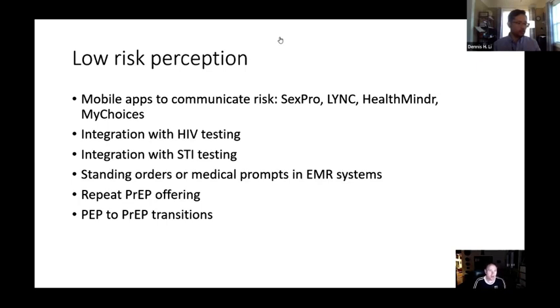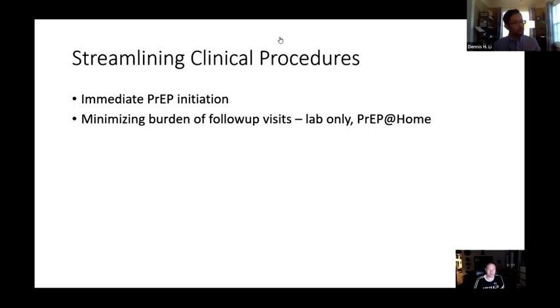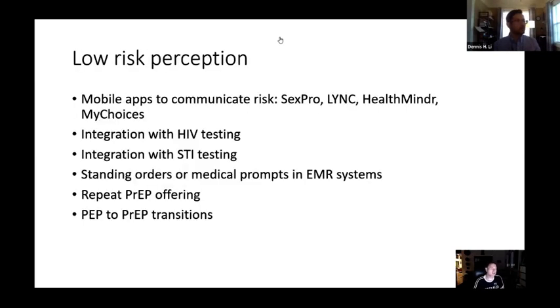Standing orders or medical prompts in EMR systems to identify patients who may benefit from PrEP. And we've learned in our PrEP cohorts in Atlanta that often a single offer of PrEP is not sufficient. In the young Black MSM that we worked with, we found that the median time between our first offer and their initiation of PrEP was about 4 months. So repeated offering and focusing on PEP to PrEP transitions for men who have either sought evaluation for PEP or have used PEP. They may want to transition to PrEP after.